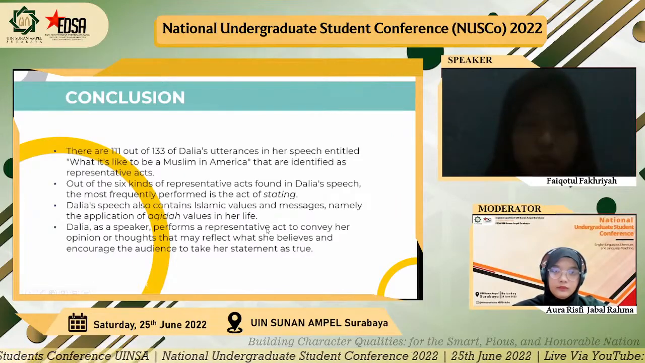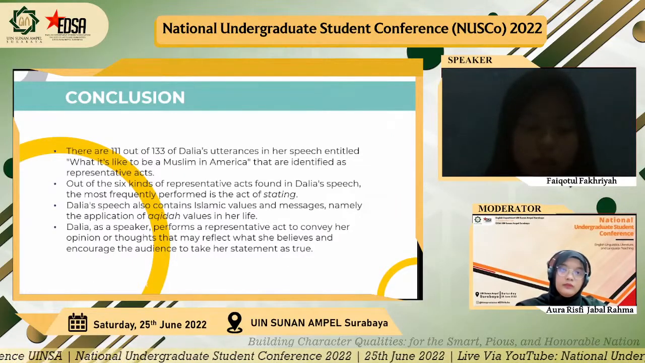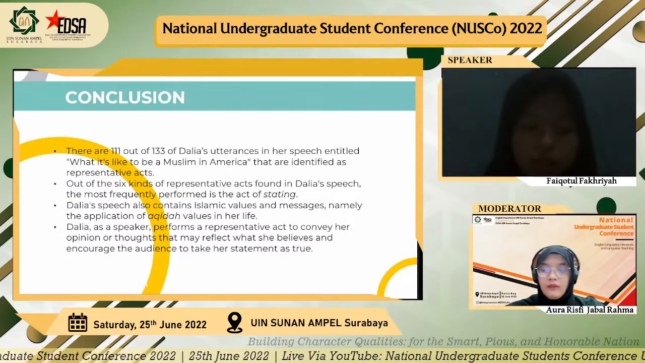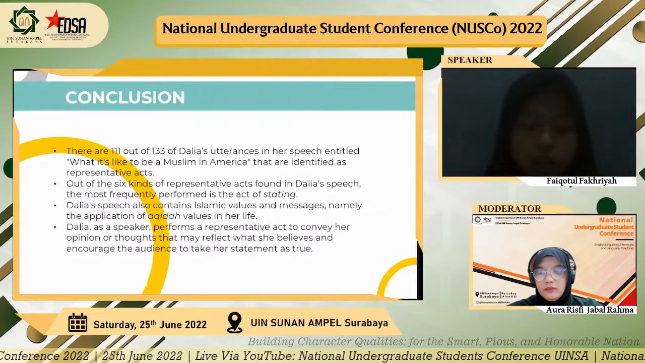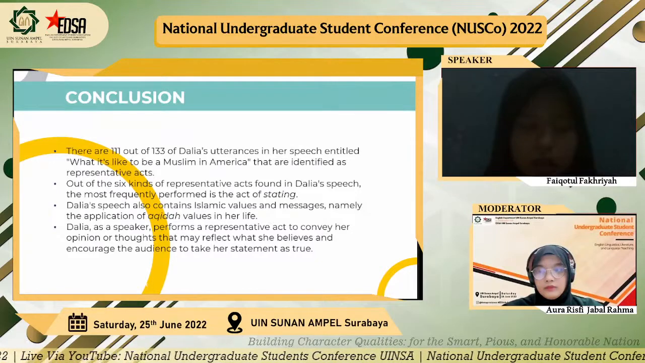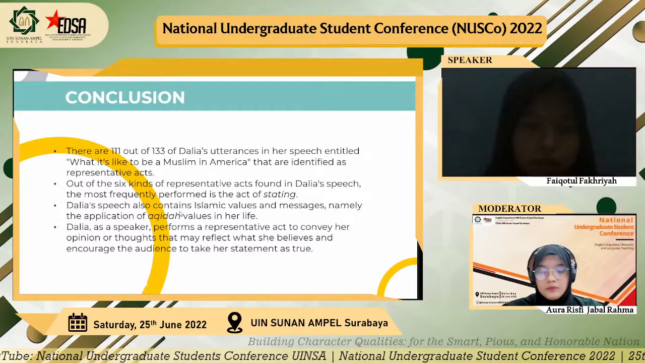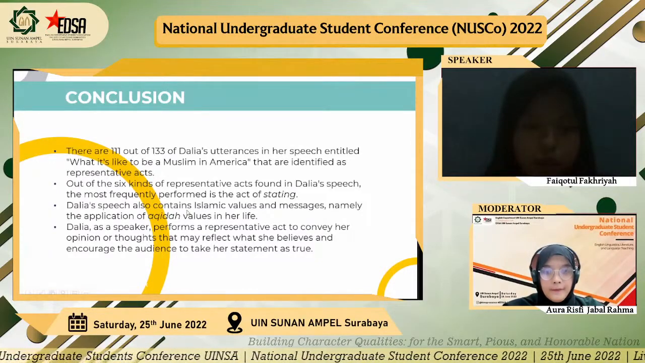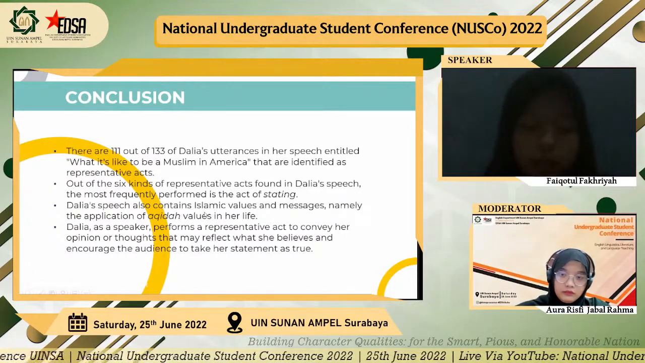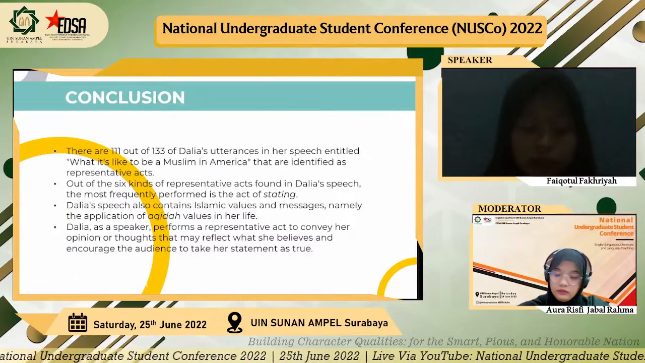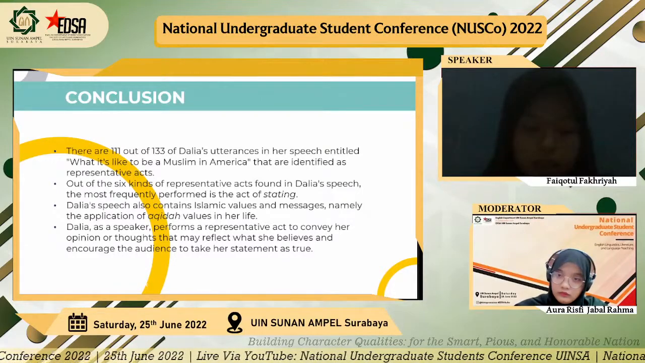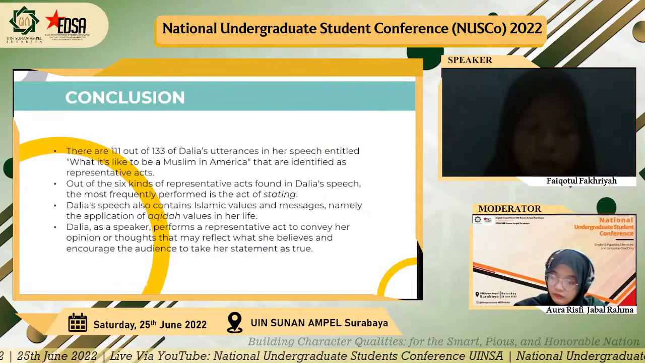Moving on to the conclusion, based on the results of the analysis of representative acts in Dahlia's speech using Searle's theory, two findings were identified. First, 111 out of 130 of Dahlia's utterances in her speech entitled What It's Like to Be a Muslim in America are identified as representative acts. Out of the 6 kinds of representative acts found in Dahlia's speech, the most frequently performed is the act of stating.